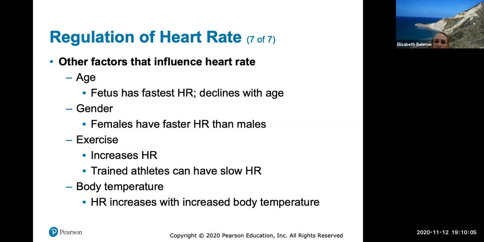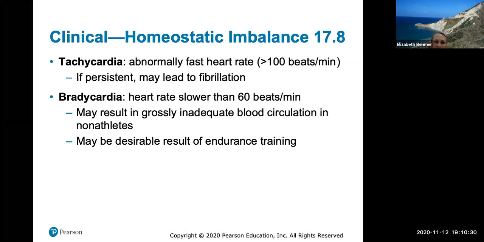Other factors that influence heart rate: your age. Fetuses, babies in the womb, have extremely fast heart rates, which decline as they get older. Gender: females generally have a faster heart rate than males. Exercise increases heart rate. However, a trained athlete can have a slow heart rate at rest. Body temperature: the heart rate will increase with increased body temperature.